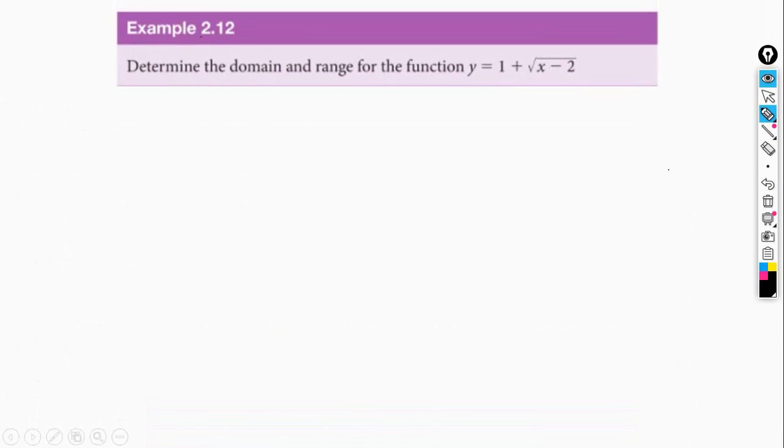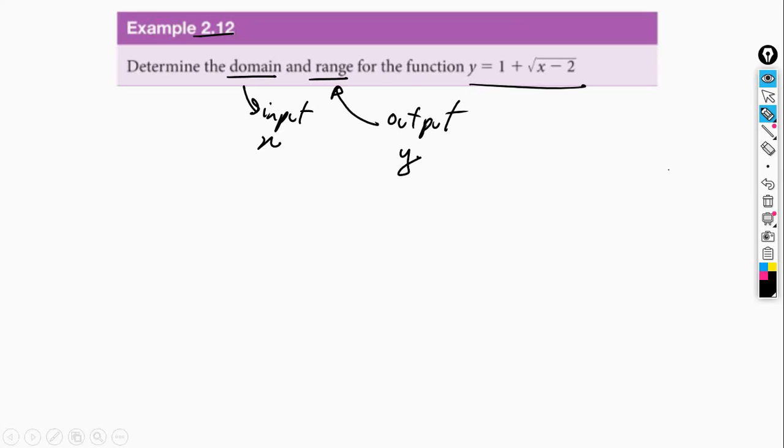In example 2.12, they want us to find both the domain and range for this function. So let's start with the domain. Remember that the domain is input, or x, and the range is output, or y. So when we do this algebraically, we have to analyze the function. So y is equal to 1 plus the square root of x minus 2.